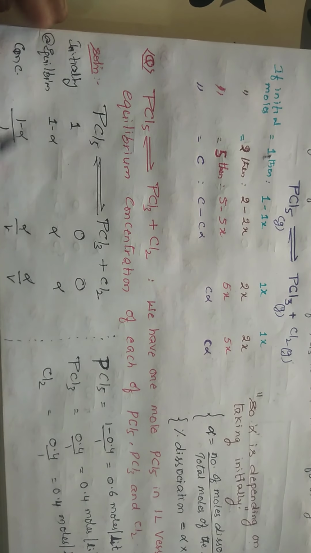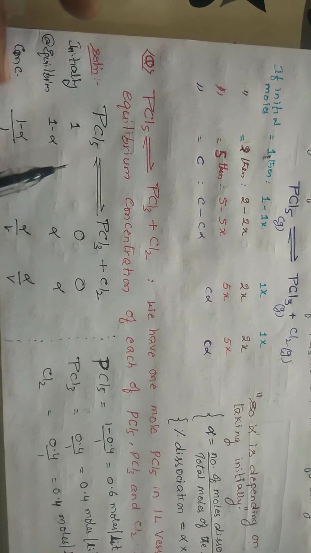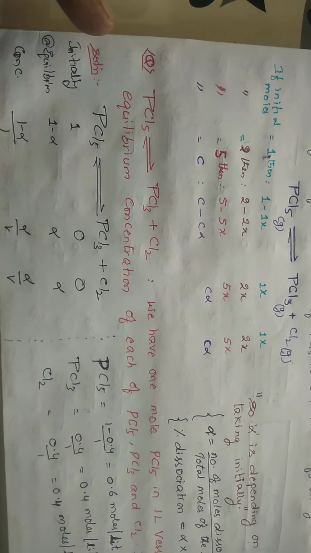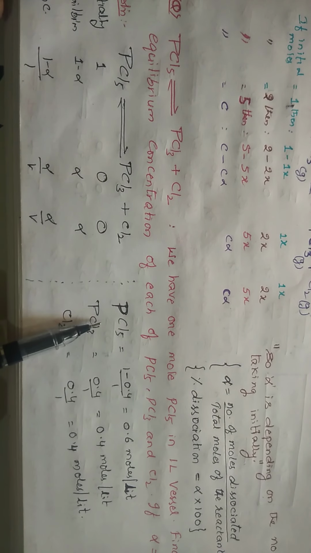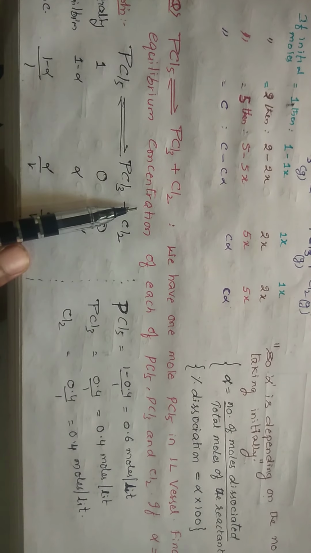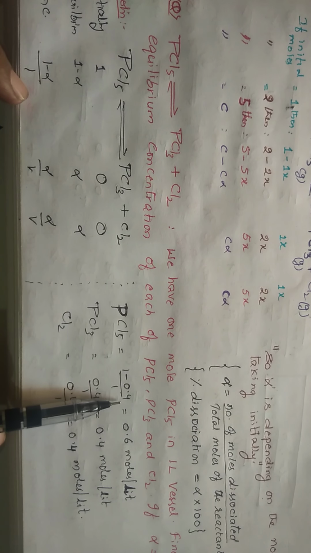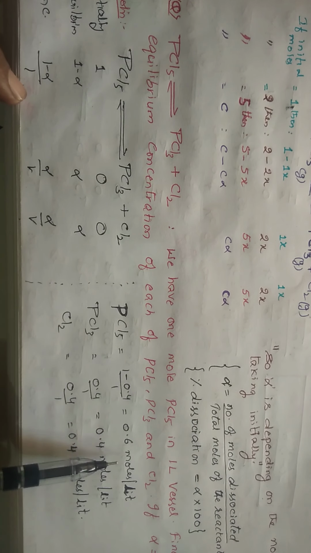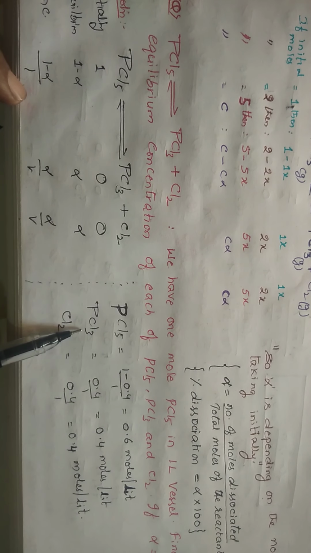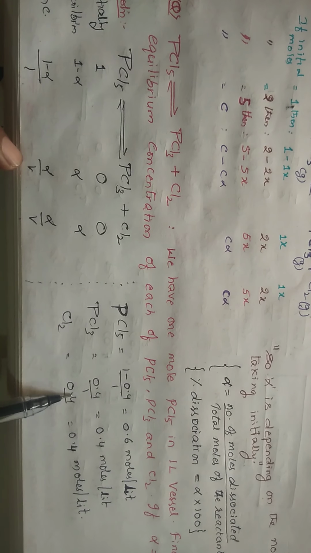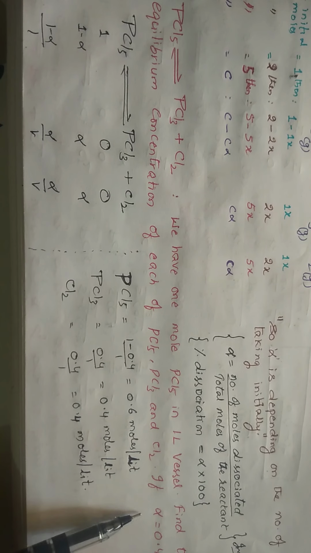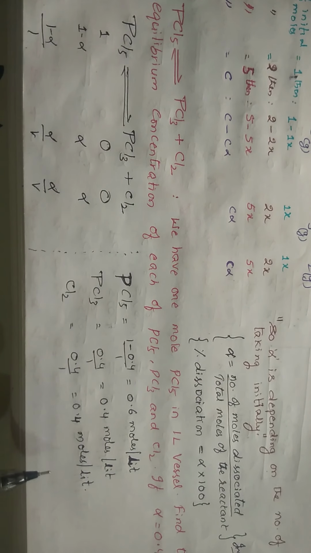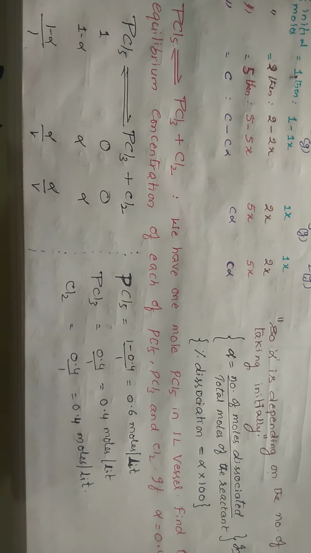So this is the condition at equilibrium, and concentration will be number of moles by volume: 1 minus alpha by 1, alpha by 1, alpha by 1, since he has mentioned a 1 liter volume. He is asking for concentration only. So for PCl5, 1 minus alpha, with alpha value 0.4, by volume 1, is 0.6 moles per liter. For PCl3 it is alpha by V, 0.4 by 1, because alpha has been mentioned as 0.4. And for Cl2 it is also 0.4 by 1, which is 0.4 moles per liter, students.